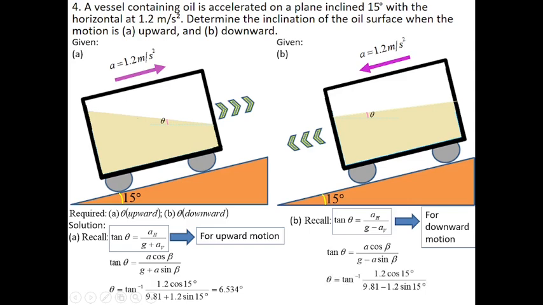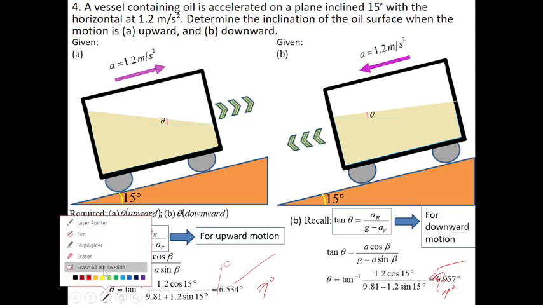So, arctangent, 1.2 cosine 15 degrees over 9.81 minus 1.2 sine 15 degrees, equals 6.957 degrees. It's higher, no? Compared dito sa 6.534 degrees. Pero, 7 degrees yan pag ni-round off ko. 7 degrees din to pag ni-round off ko. So, almost the same, no? Hindi lang sila exactly equal.